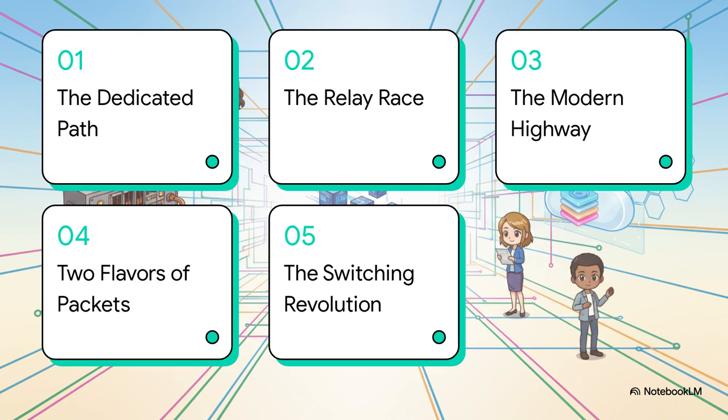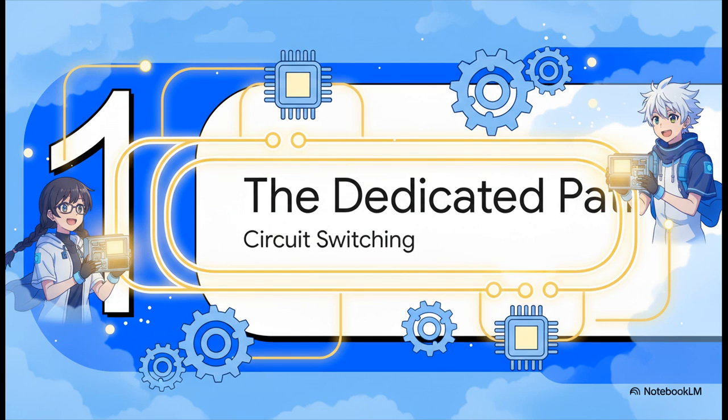We're going to start with what I'm calling the dedicated path. Then we'll move on to the relay race and finally land on the modern highway that pretty much powers everything we do online. We'll also dig into the two different flavors of data packets and then wrap it all up with the switching revolution.